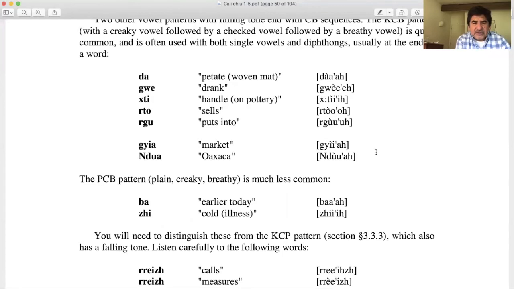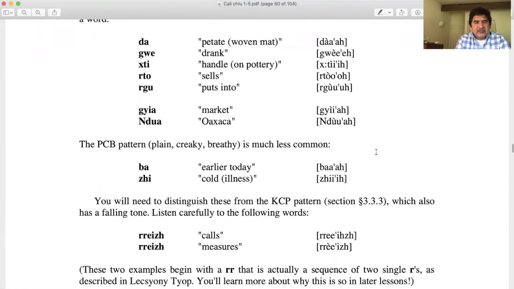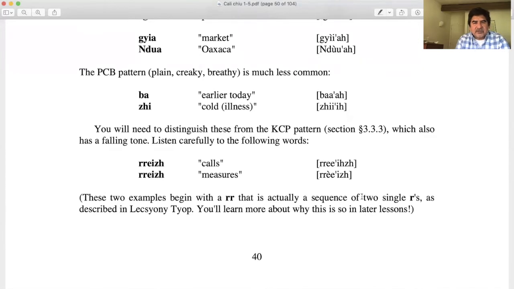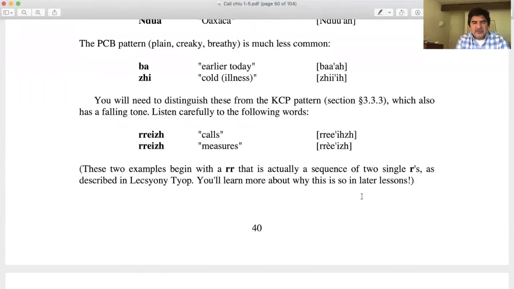Pay attention to that. So the next word is Oaxaca. Dua. And then we have another pattern right here, which is the plain, checked, and breathy. Okay. So earlier today, ba. And then cold, like when you have a cold, the illness. Ji. Okay, we continue. That's creaky, checked, and plain vowels here. So I hope that you can hear them. So I'll say them twice.